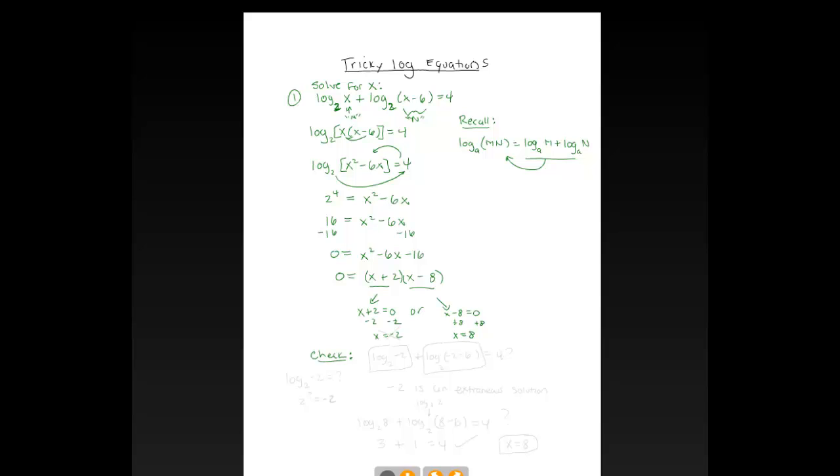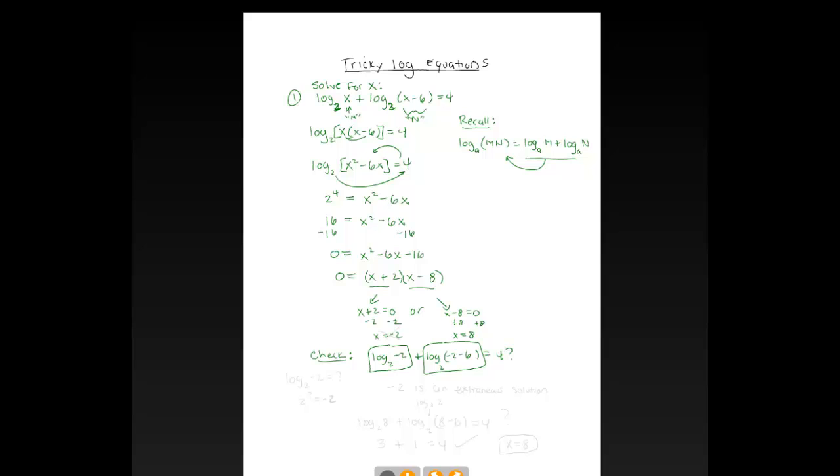I'm going to plug negative 2 back in. Log base 2 of negative 2 plus log base 2 of negative 2 minus 6. Does that equal 4? Well, I claim that this is not going to work. The reason is because log base 2 of negative 2 is not a number. Neither is this. That's the log base 2 of negative 8. It's not because, remember, you can't take logs of negatives.